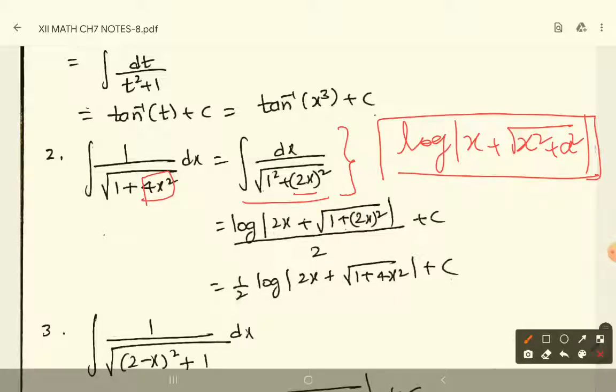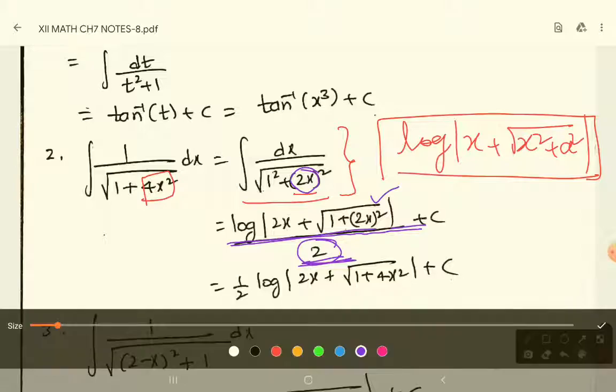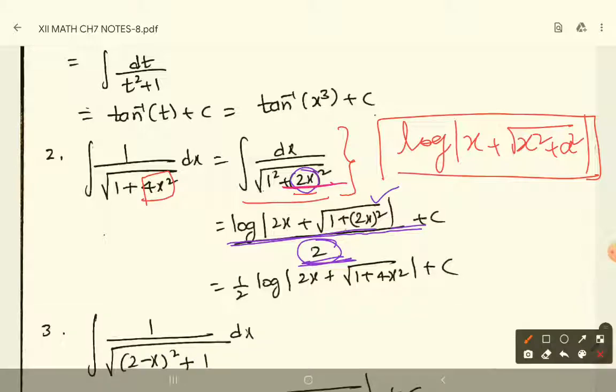But instead of x, kindly notice there is a 2x here. So it is log modulus 2x plus root over 1 plus 2x whole square, divided by 2. From where has this 2 come? The coefficient of x is divided, because the x coefficient is given as 2. Plus c. So after simplification you get the answer. That is the second question.